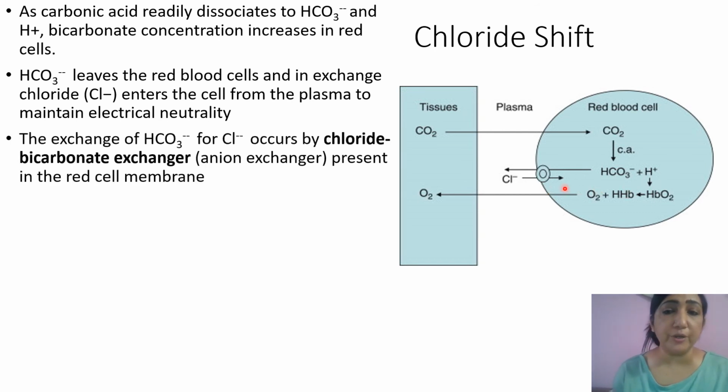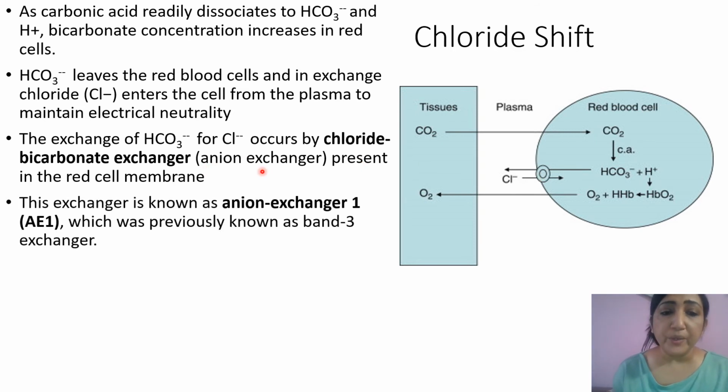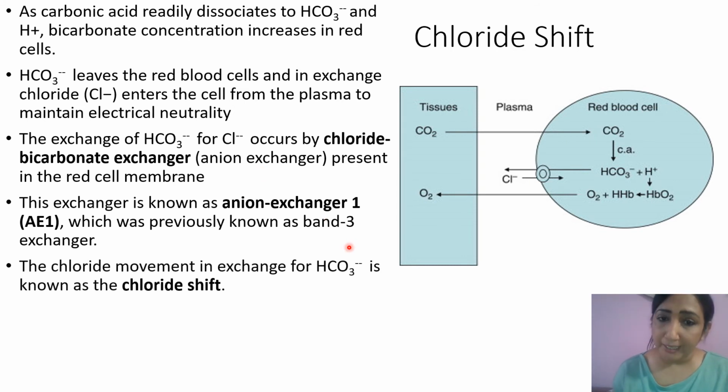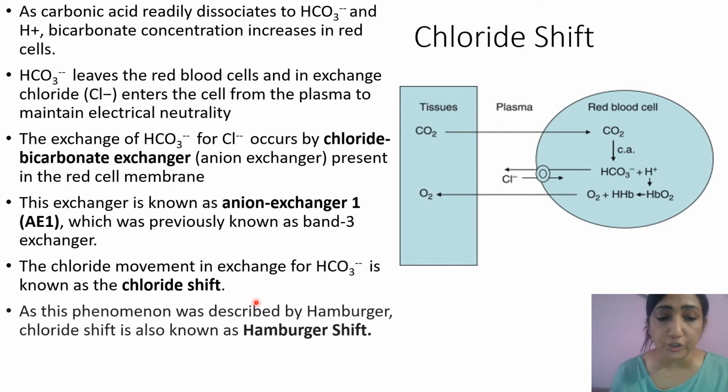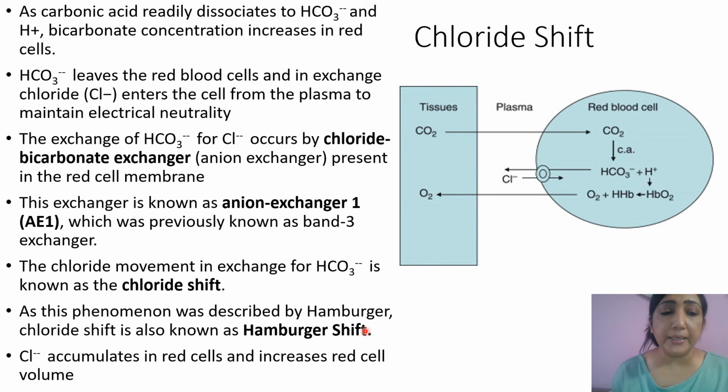It's very important because both are anions, and this exchanger, the protein, whatever it is called, the chloride bicarbonate exchanger or anion exchanger. Before, it used to be called the band 3 protein, band 3 exchanger. Now the chloride movement in exchange for this bicarbonate is called chloride shift. This phenomenon was described by Hamburger, and that's why it's called the Hamburger shift or Hamburger phenomenon. And the chloride accumulation in the red blood cell causes an increase in volume, because it's continuously increasing in this.